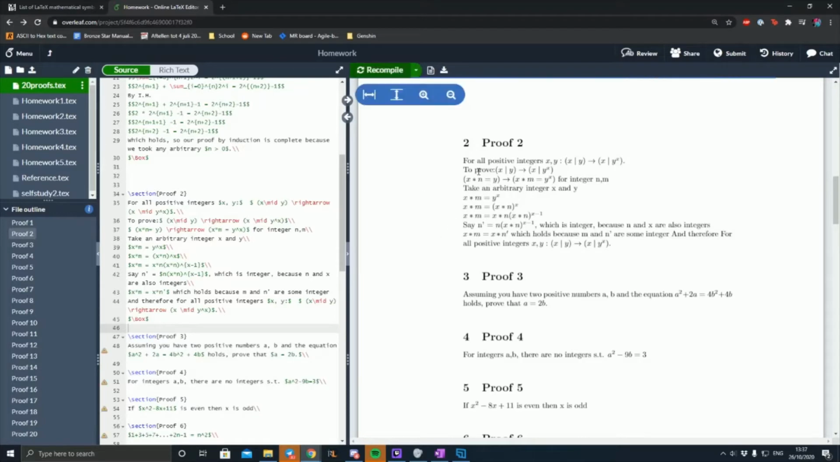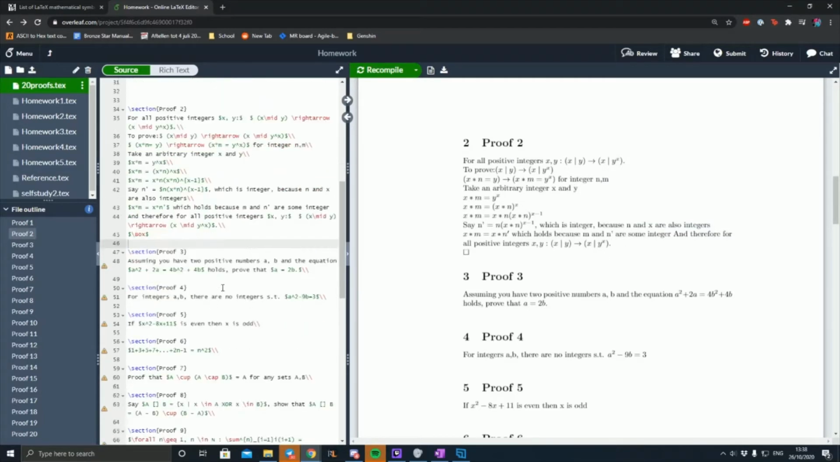Okay, now to read it through. For all positive integers x, y, if x divides y, then x divides y to the power of x. We have to prove this. We can say that that is actually the same as x times n equals y, and if that is true, then x times m equals y to the power of x. Put this down, we replace it here, take one out of the brackets, and then we replace this entire part with n prime. Okay, seems good. Next one.